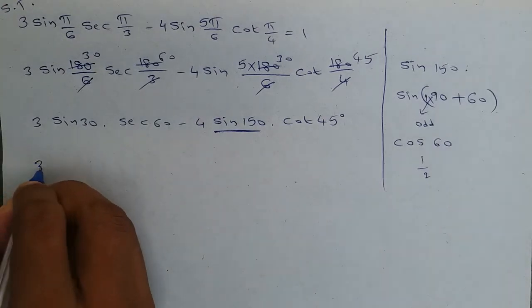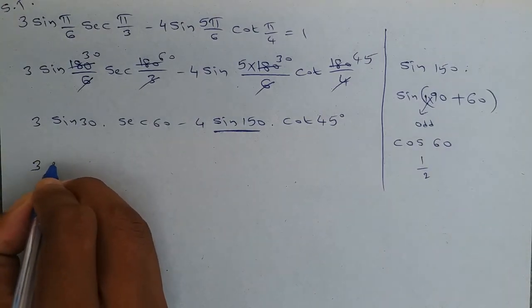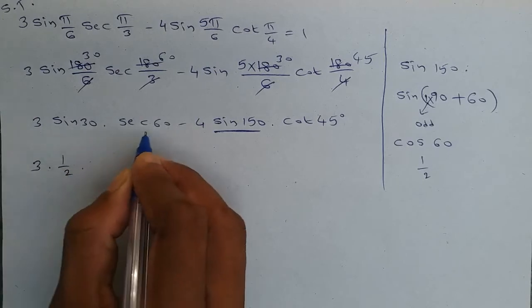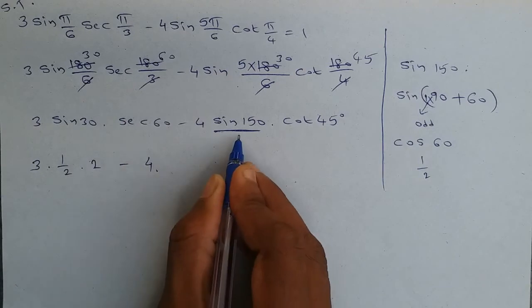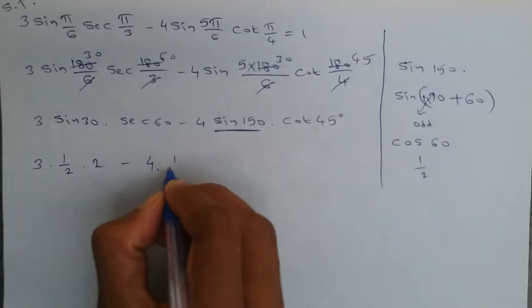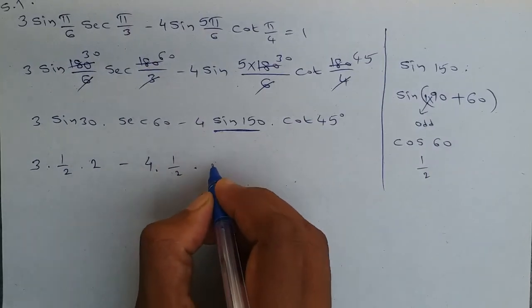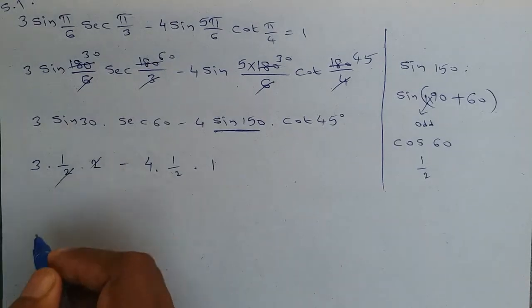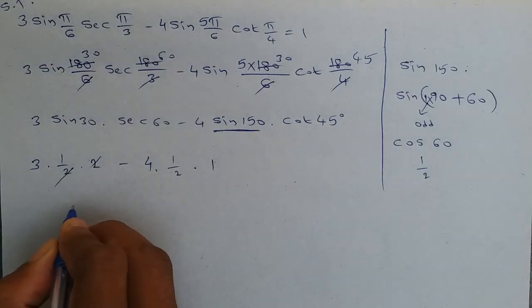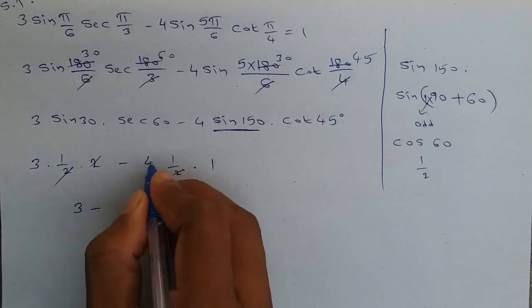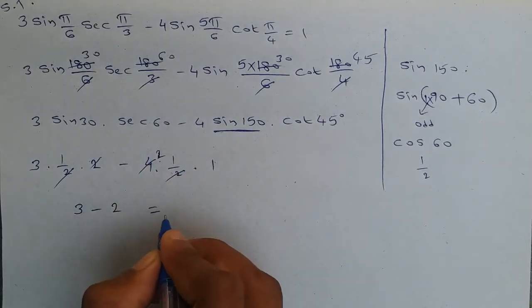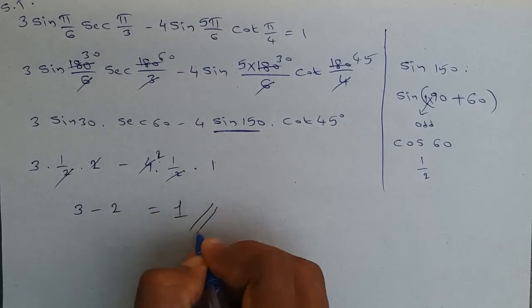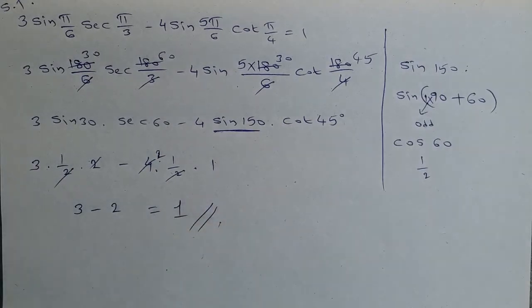So here 3 as it is, sine 30 is 1 by 2, into secant 60 is 2, minus 4 into sine 150 is 1 by 2, into cot 45 is 1. Here 2 will get cancelled, so we remain with 3 minus 2 ones are 2, twos are 2 into 1 by 2, so 3 minus 2 is 1. So hence proved.